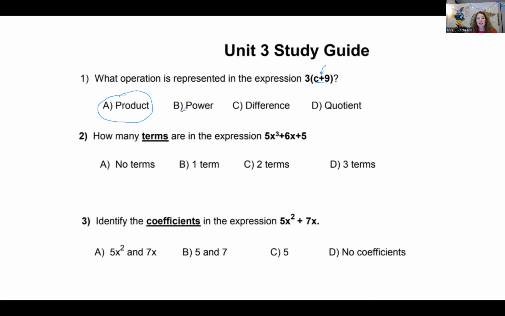There's no exponents. It can't be power. There's no subtraction sign, so difference is out. And there's no division sign. So the only one that's a possible answer would be letter A.